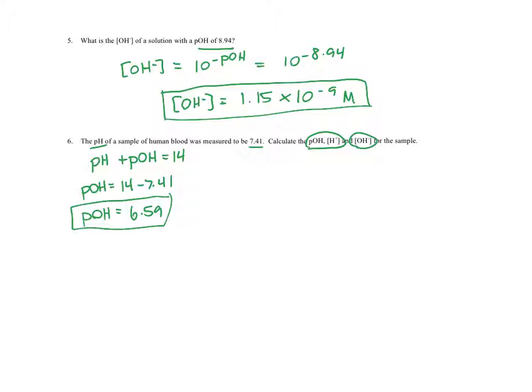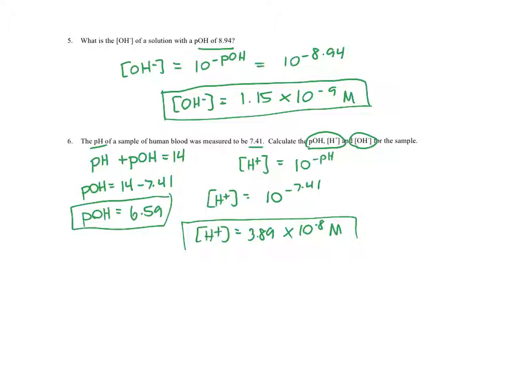Okay, one down. To get the H plus, I'm going to choose to take the pH, and I'm going to do 10 to the negative pH. So that's going to give me 10 to the negative 7.41. So my H plus concentration is going to be 3.89 times 10 to the negative 8 molar because it's a concentration.